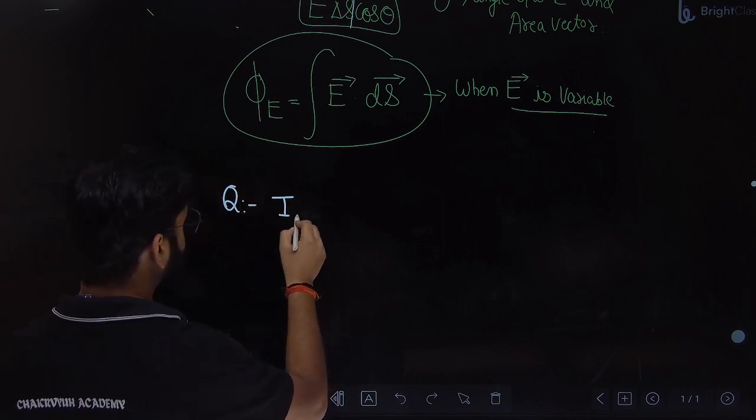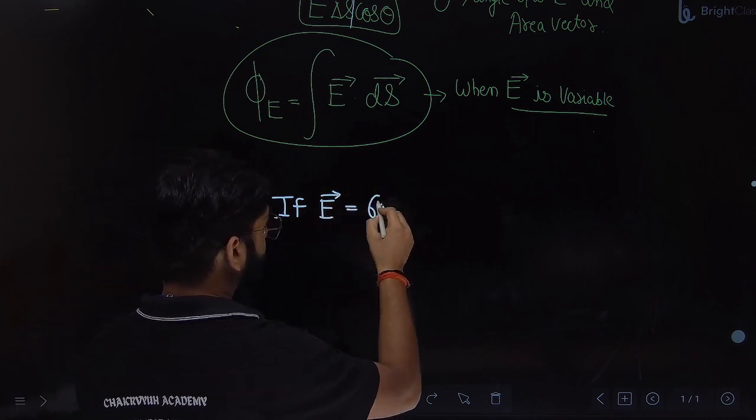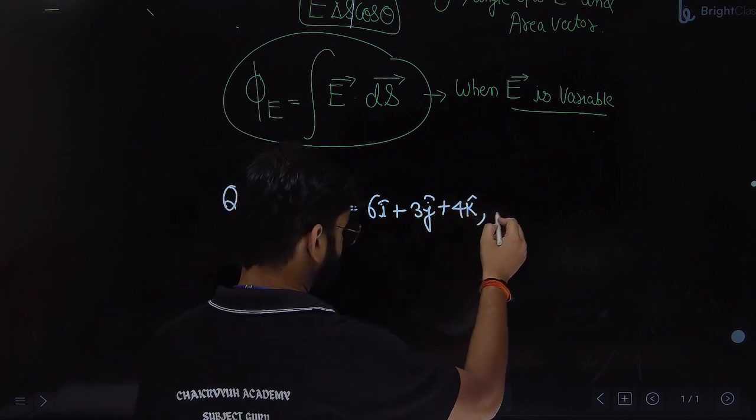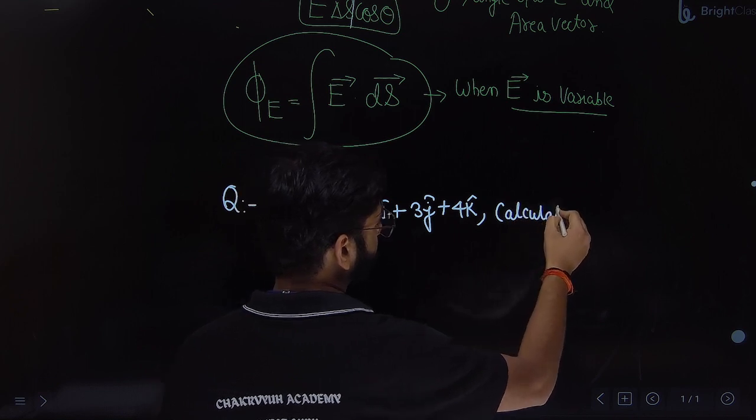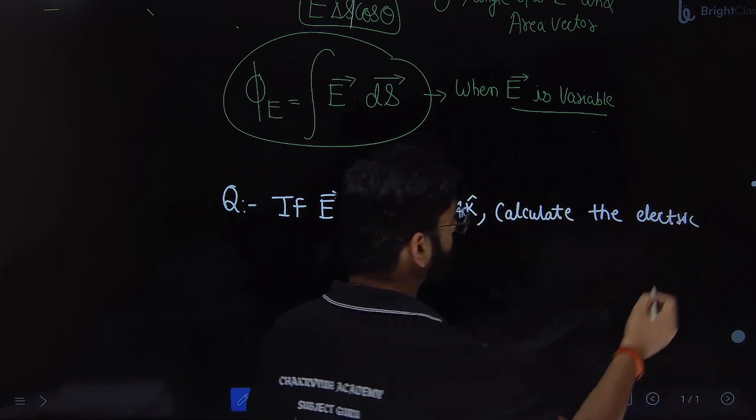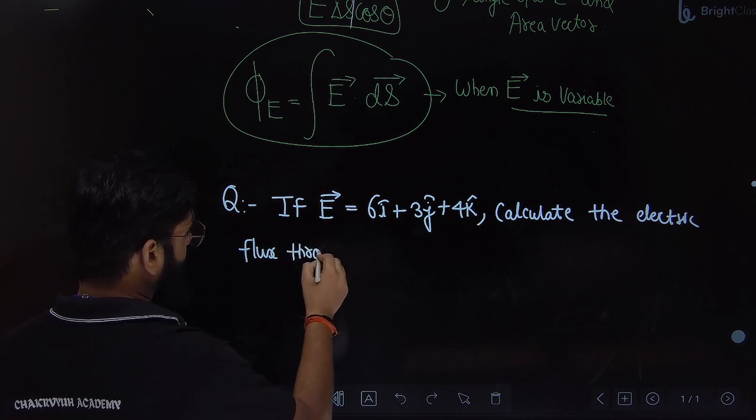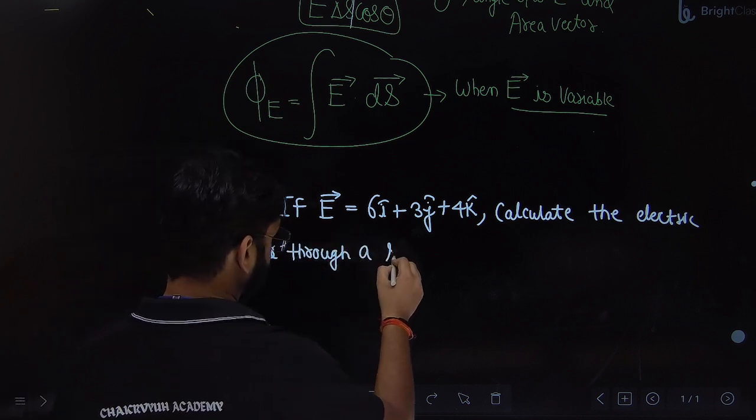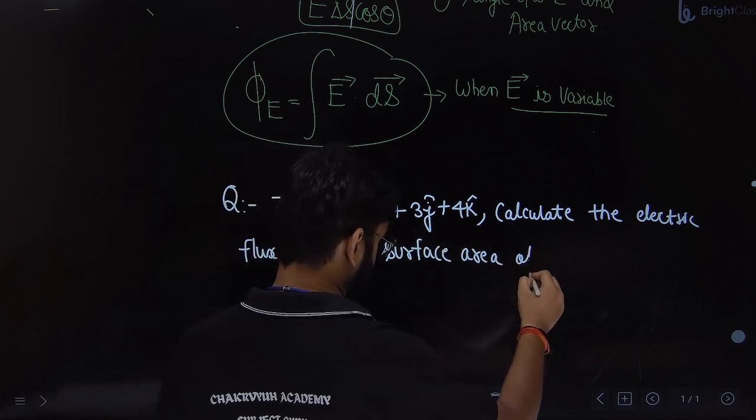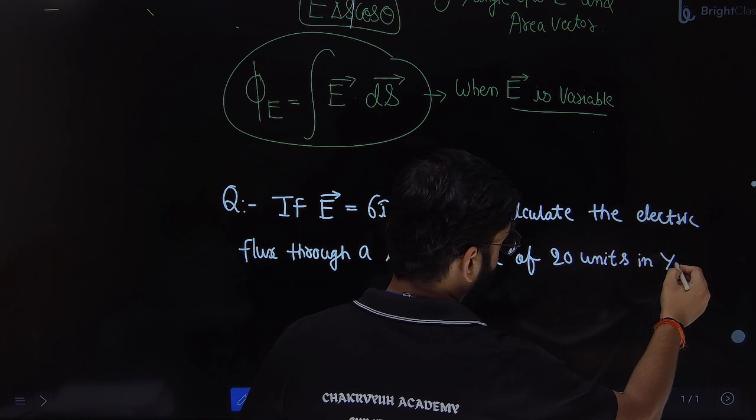The first numerical: if electric field is 6 i cap plus 3 j cap plus 4 k cap, calculate the electric flux through a surface area of 20 units in the YZ plane.